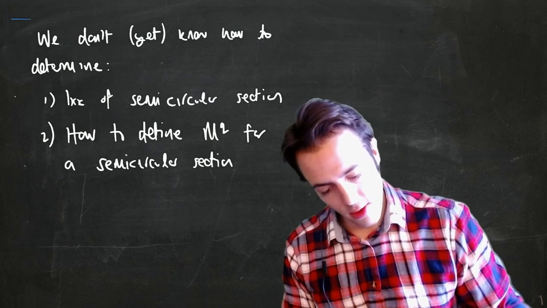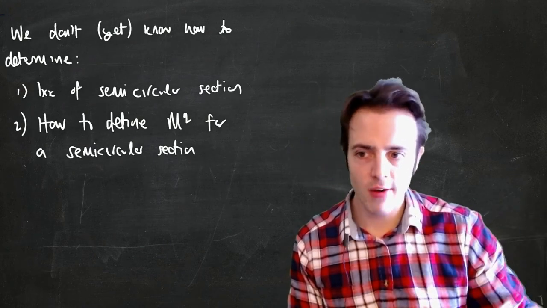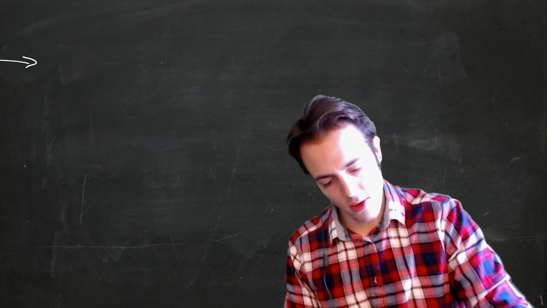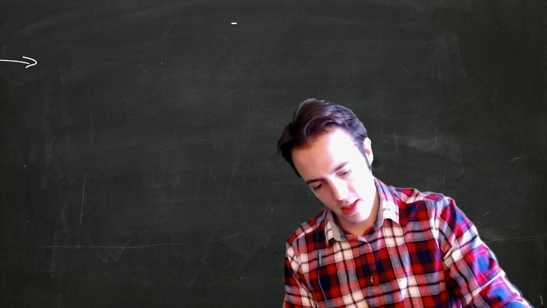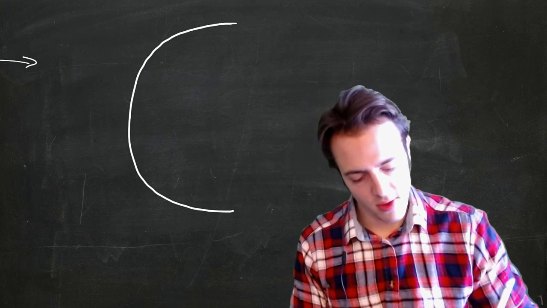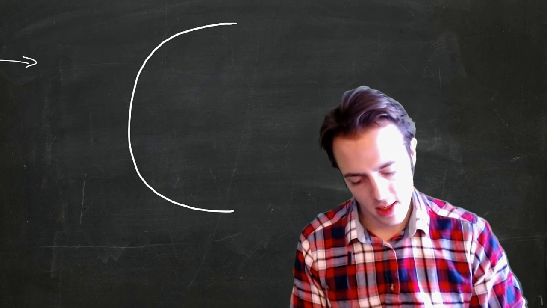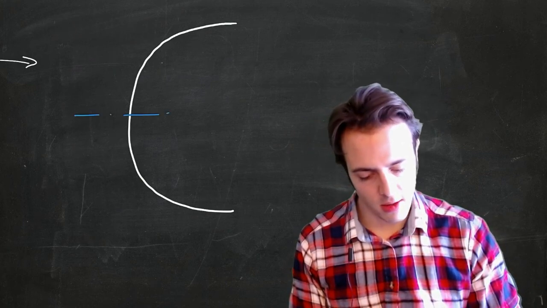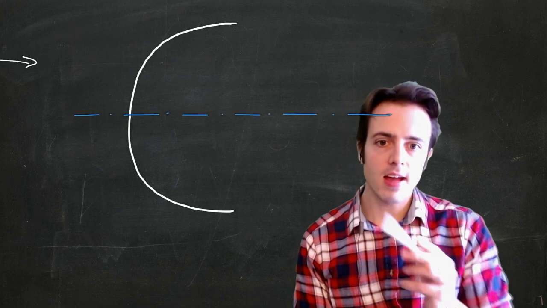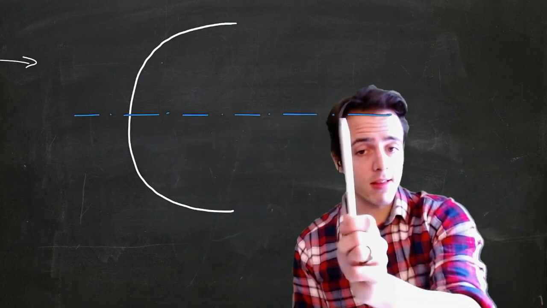So we're going to look at these two things separately. I'm going to look firstly at how we determine the second moment of area of a semicircular section. So let's draw a semicircle here. So this is my semicircle. We know that since it is symmetric, it has a line of symmetry along here. The centroid must lie somewhere along here. We don't know where it exists along here.